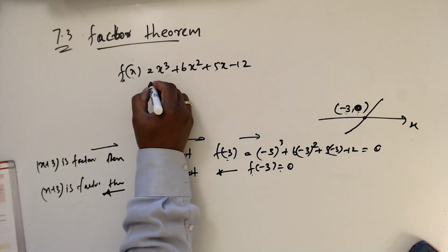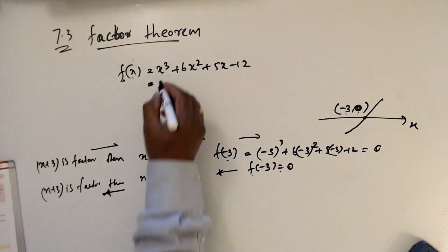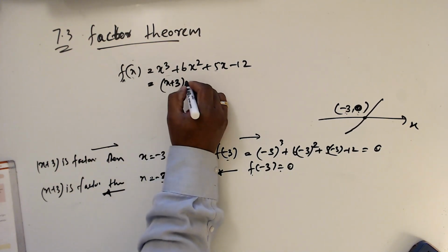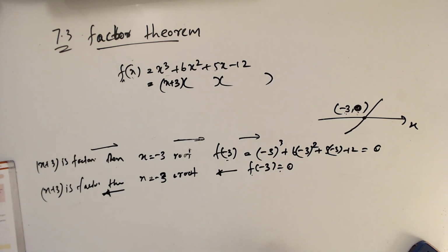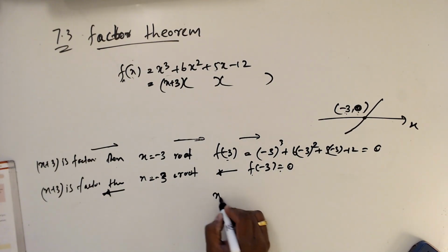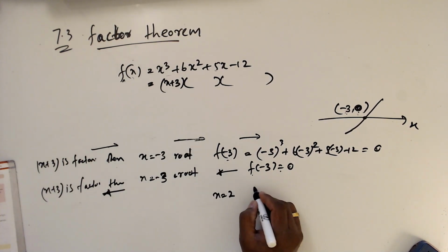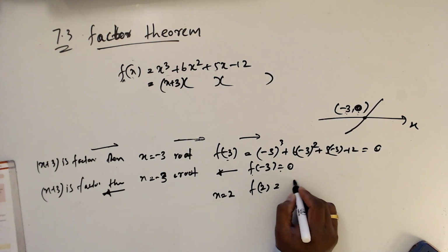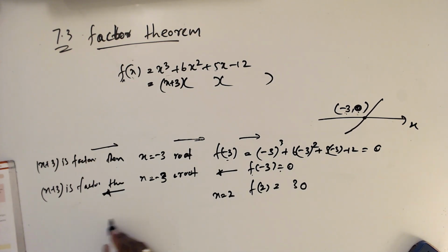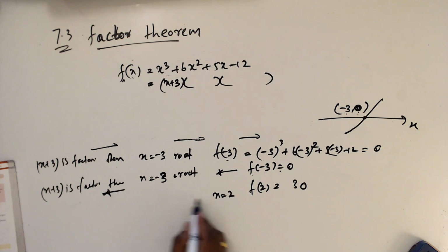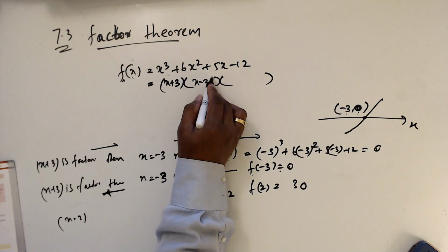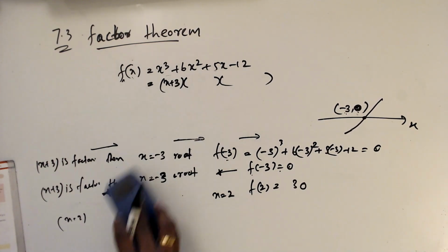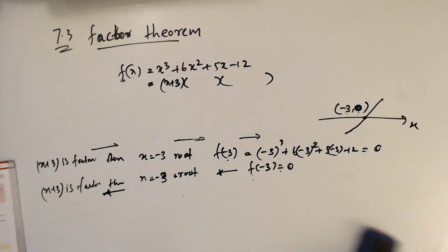Now we know that x plus 3 is a factor. It is given actually. Now we want to find the other factors. So I try with x equal to 2. Then f(2), I work out 30. Then earlier I said that x equal to 2 is not a root, hence x minus 2 is not a factor. Can you give another guess?